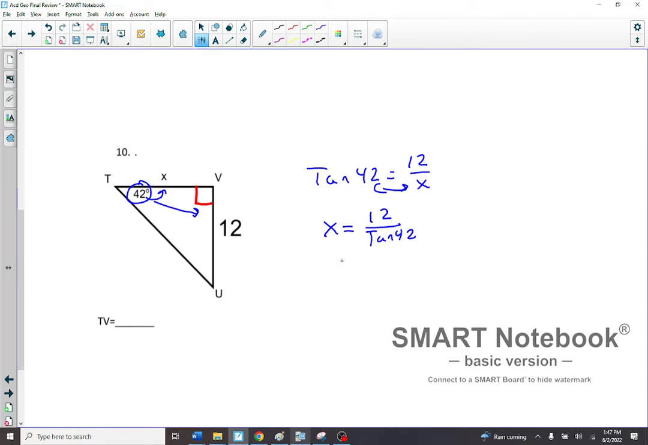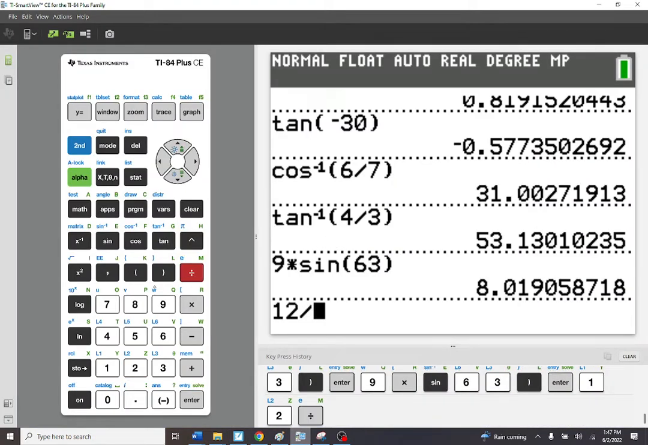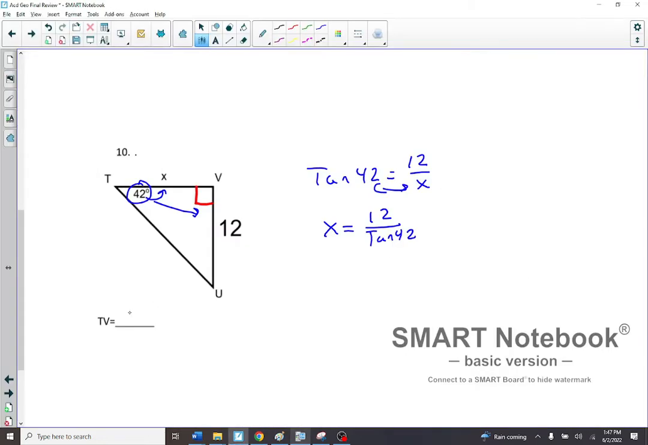Once we have that, we're going to go to our calculator again. 12 divided by tan 42. And that's 13.33.